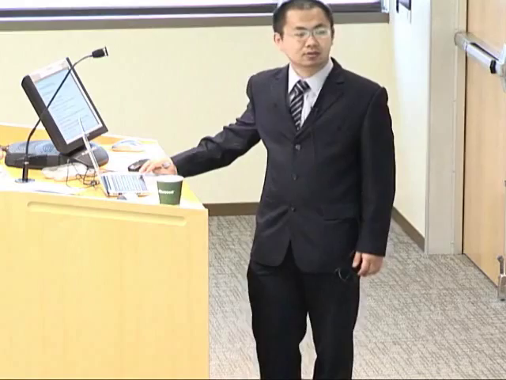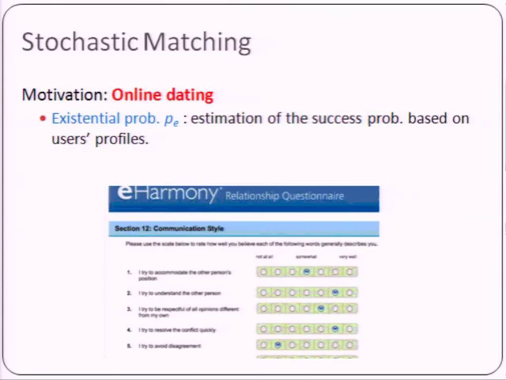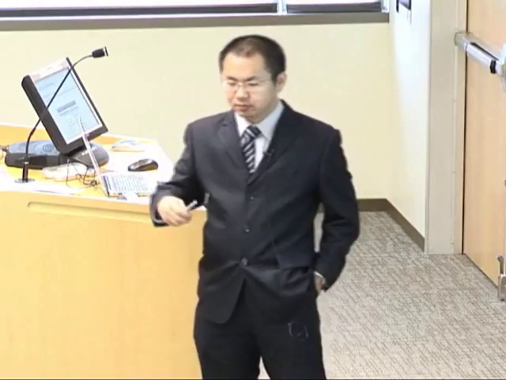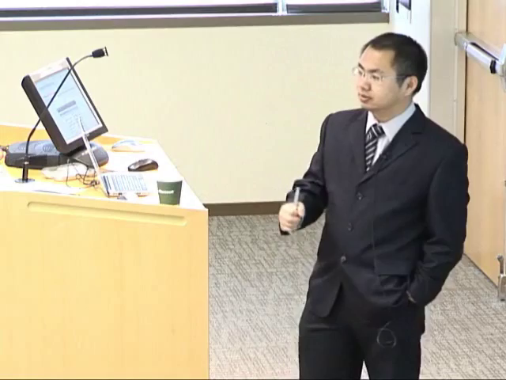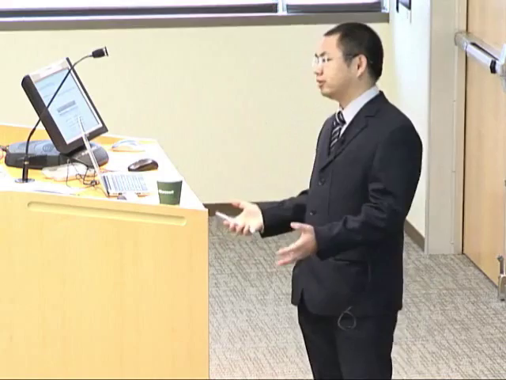Why are we at all interested in this problem? Actually, there's a very interesting application in online dating. We have a bunch of people logging into this online dating system. We can think of each person as a point, and each edge is a match between these two persons. And we have this existence probability, which can be estimated by the profile. Users log into the system and input some personal information, and the system can use this information to compute whether these two persons match or not, and give some probability. We use the existence probability to capture this.